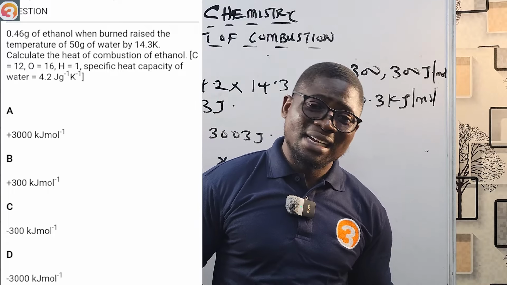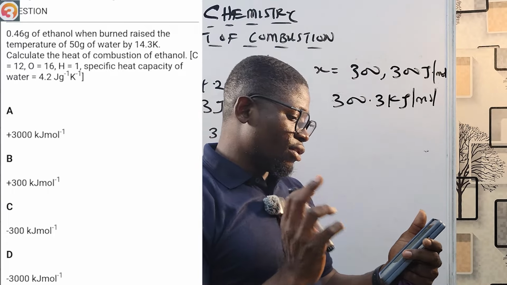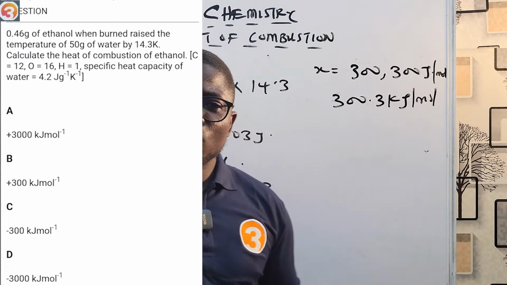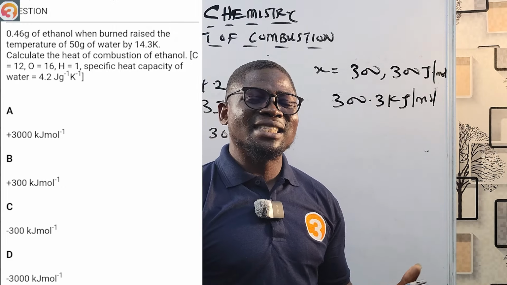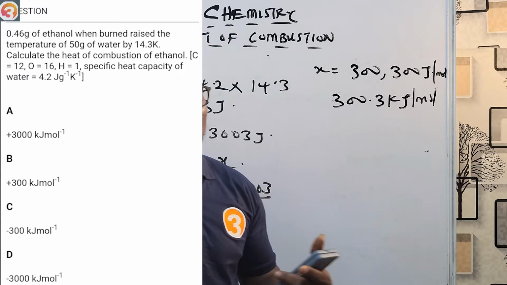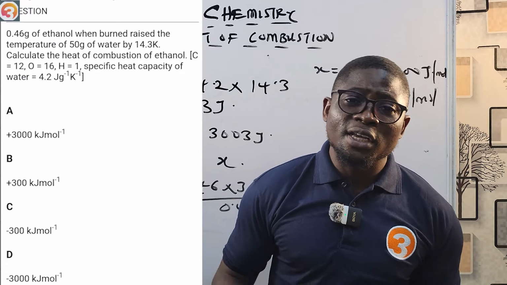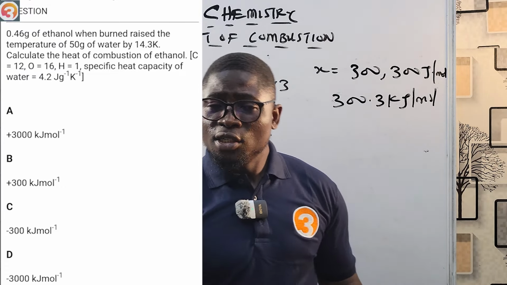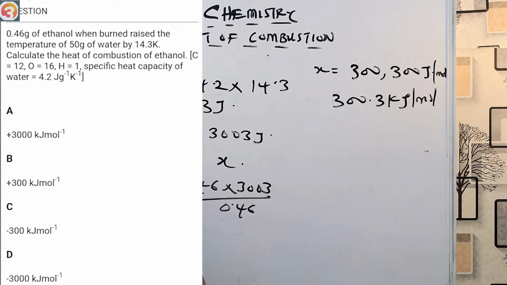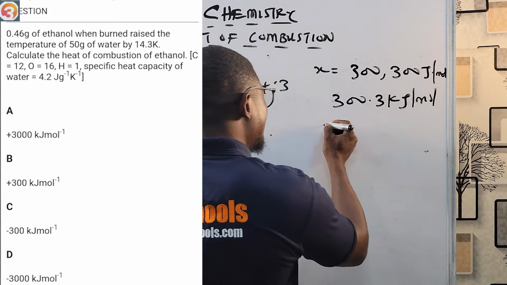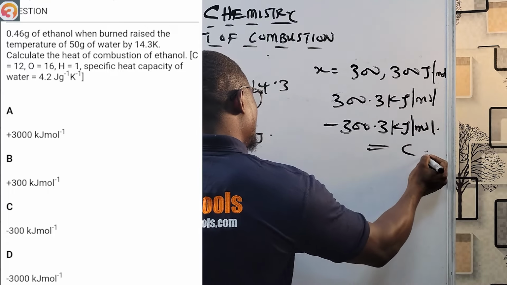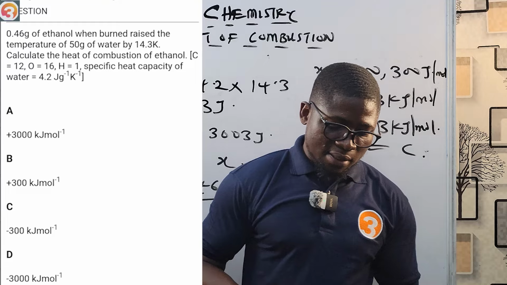So what will be our correct answer there? We know the answer is 300 kilojoule per mole. But is it going to be B or C? Is it plus or minus? Heat of combustion is the amount of heat evolved, the amount of heat liberated, when 1 mole of a substance is completely burnt. Is it endothermic or exothermic when heat is liberated? Heat is absorbed in endothermic, and liberated in exothermic. And the energy change for an exothermic reaction is negative. So I'm going with minus 300.3 kilojoule per mole. That is option C. Please take note of that.